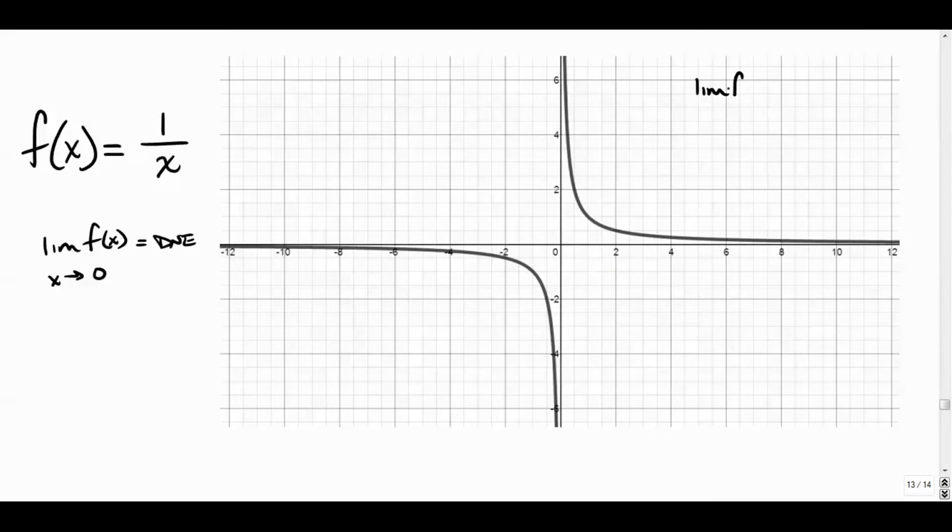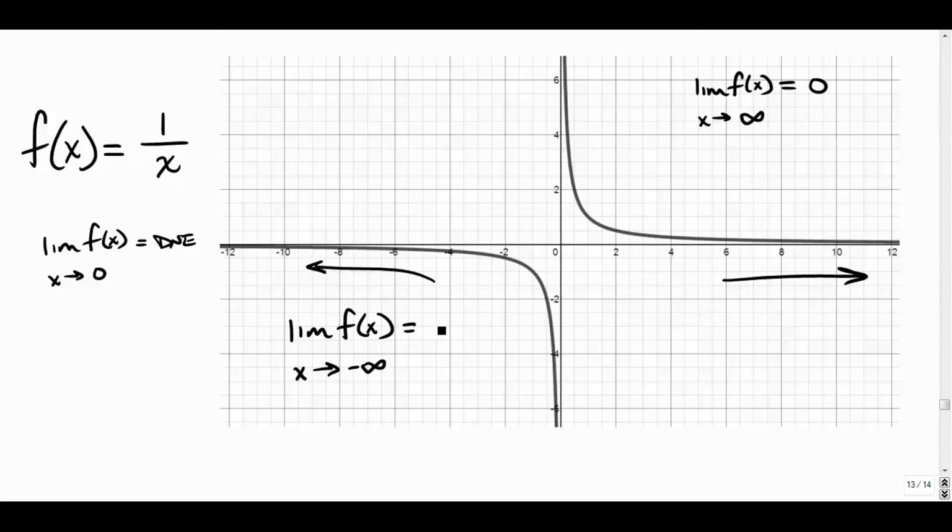If I were to ask you what's the limit of the function as x approaches, maybe positive infinity, right? As the x values get increasingly bigger, it looks like the y values squeeze down to the horizontal asymptote of 0. Over here, as the x values get infinitely smaller, they go this way, they also approach 0.